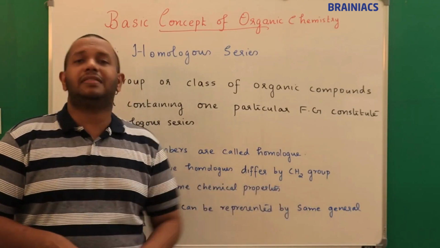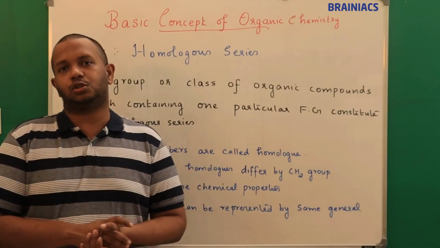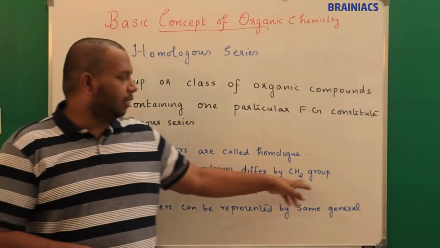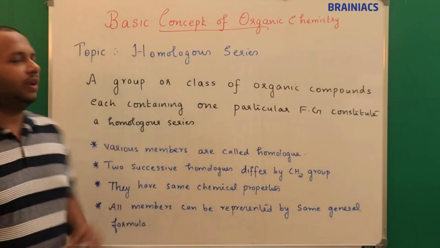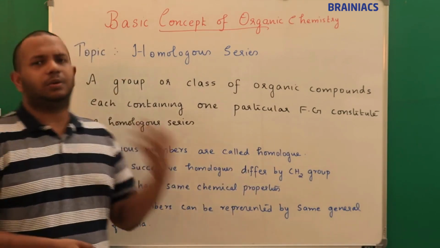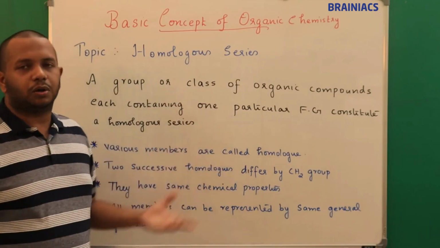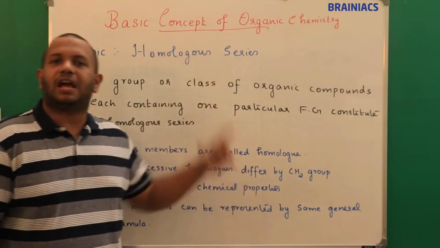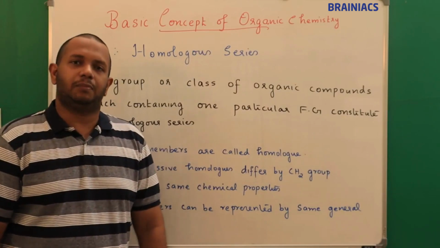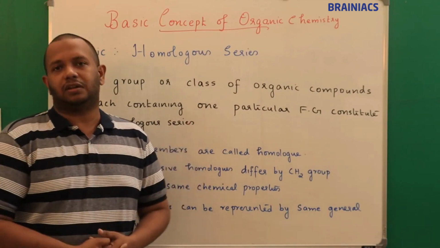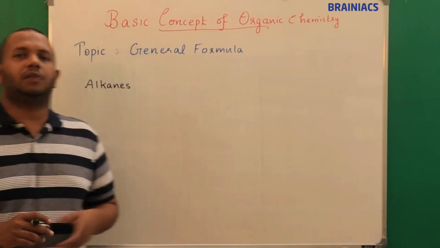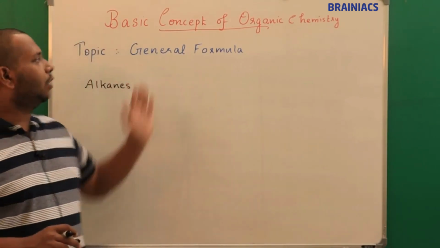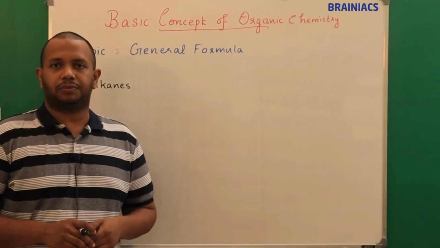Why? Because they differ by a CH2 group. So what is the molecular weight of a CH2 group? Carbon 12, hydrogen 2. So 12 plus 2, 14. Understood? So very simple. This is just a definition you need to understand. That's it. So next we are going to learn about the different functional groups and their general formulas. Very important for attending numericals. So as discussed, we will just see the general formula of various organic compounds.